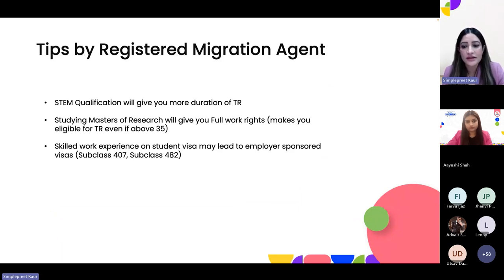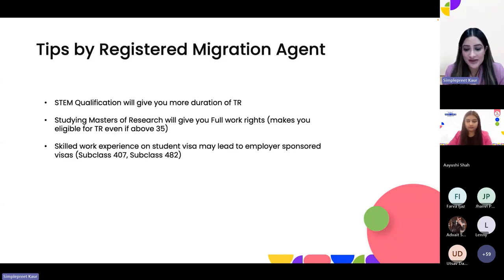The first one is, if you study a STEM qualification and if you're an Indian passport holder, it's good news for you that you will get more years of TR. If you study Masters of Research, which will again give you full work rights, this course will make you eligible for TR as well, even if you're above 35 years of age.